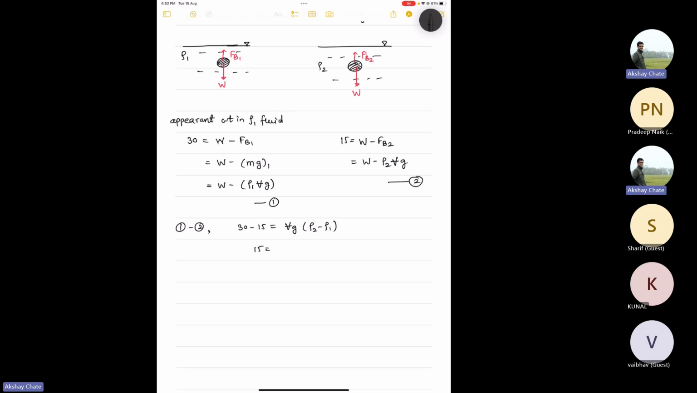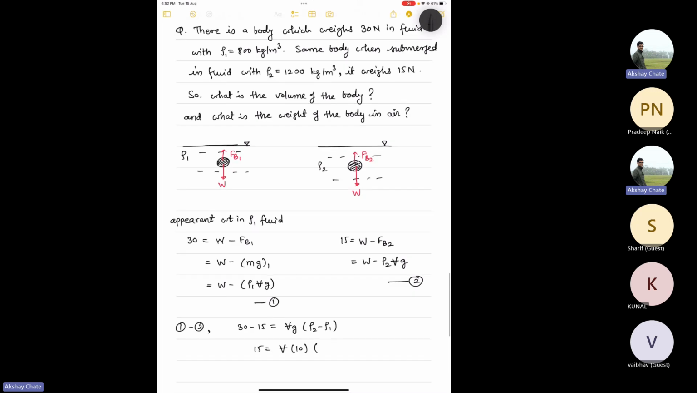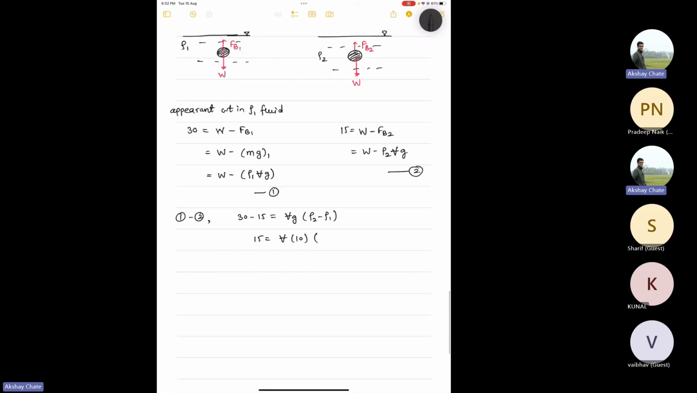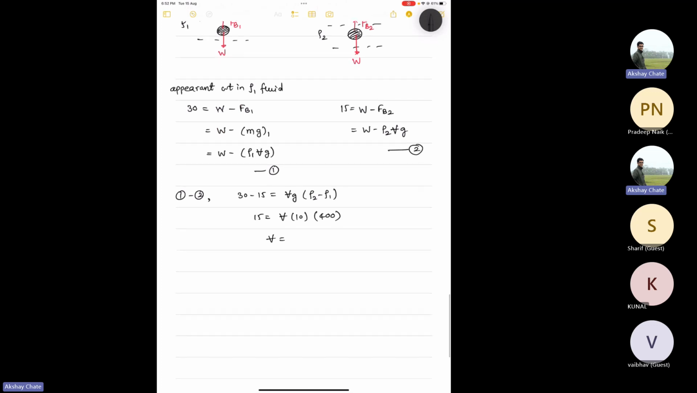So here now we can solve this. This will be 15. Volume is unknown. Let's say we'll take g as 10 meter per second square. Rho 2 was given in the question, which was 1200, and rho 1 was 800. So this will be 400. So your volume will be 3 by 800 meter cube. I'm not giving you the exact number, but you can do the calculation. That is not that difficult. And then you put this value in any of the equations, and then you get W.